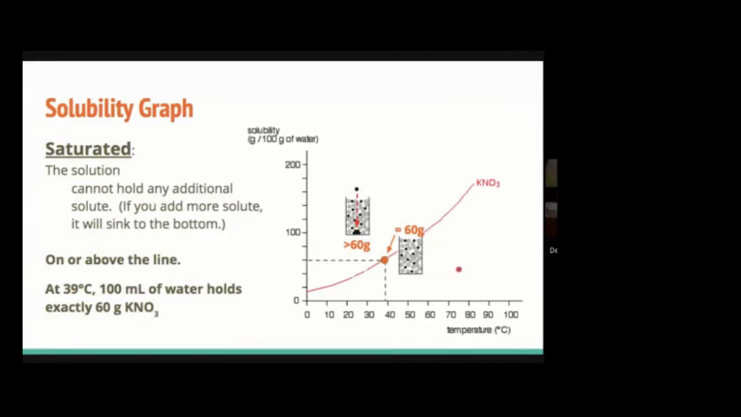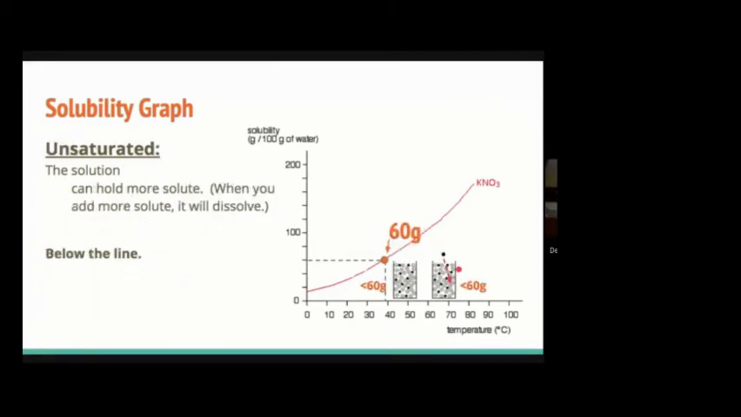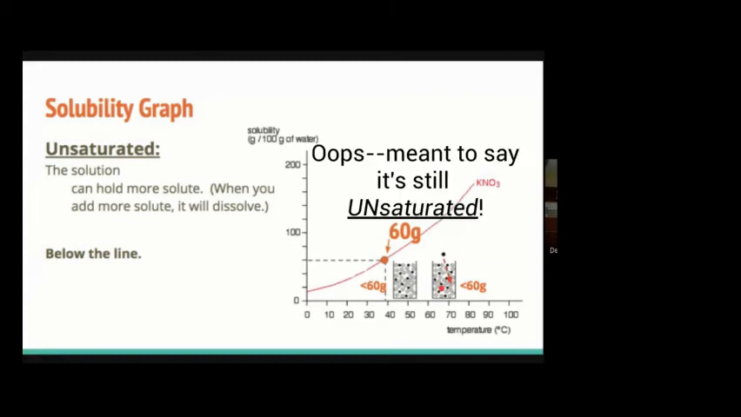All right, next, we're going to look at unsaturated. And unsaturated is anything under the line or below the line. So if we get up to exactly 60 grams, it's saturated. Anything above 60 grams is saturated. But this solution is unsaturated. And if we add more particles to it, as long as we keep it below 60 grams, it's still unsaturated.